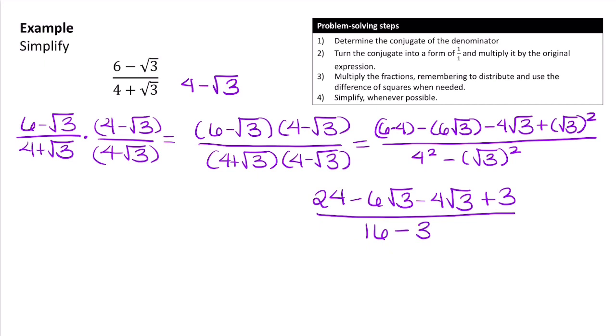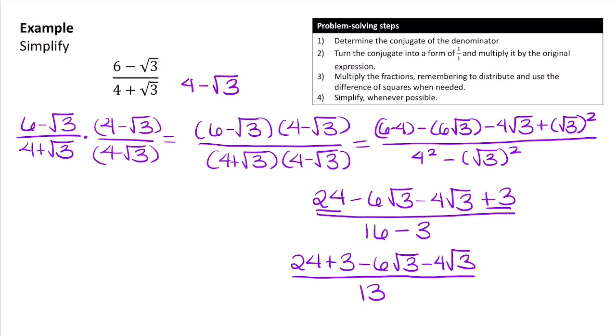Okay, so now I'm going to rearrange the numerator so you can see my like terms. Notice that I have a 24 and a 3 that I can put together, so I have 24 plus 3, and then minus 6 square root of 3 and minus 4 square root of 3 are also like terms. And that's going to be over 16 minus 3, which is 13. So now when we simplify this, 24 plus 3 is going to become 27. Minus 6 square root of 3 minus 4 square root of 3 is going to become minus 10 square root of 3. And that's all going to be over 13. So that's the fully simplified form of this expression.